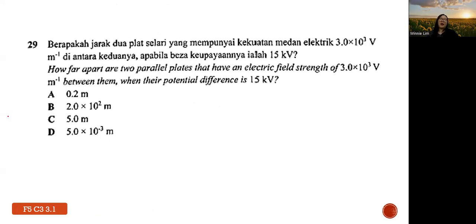29. How far apart are 2 parallel plates that have an electric field strength of 3 times 10 power 3 volt per meter when the potential difference is 15 kilovolt?